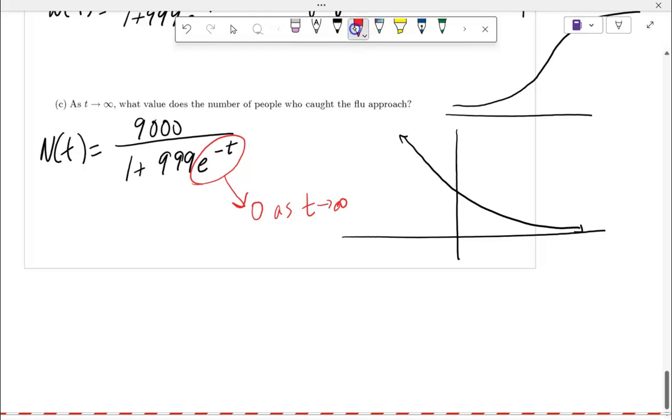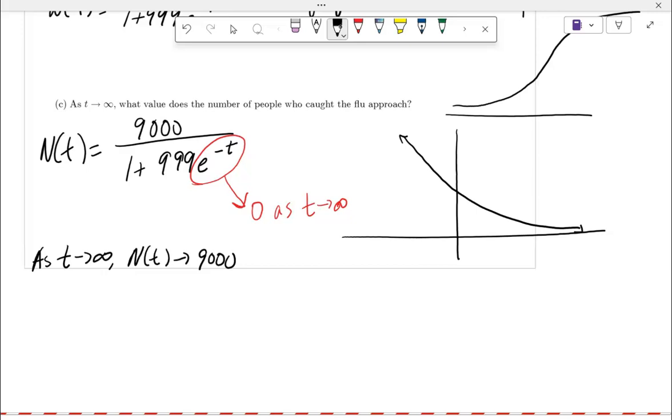So as your t goes to infinity, your output goes to 9,000. Okay? So let me just go through the steps again, and then we'll verify this with a graph. We'll go graph this thing and verify it.